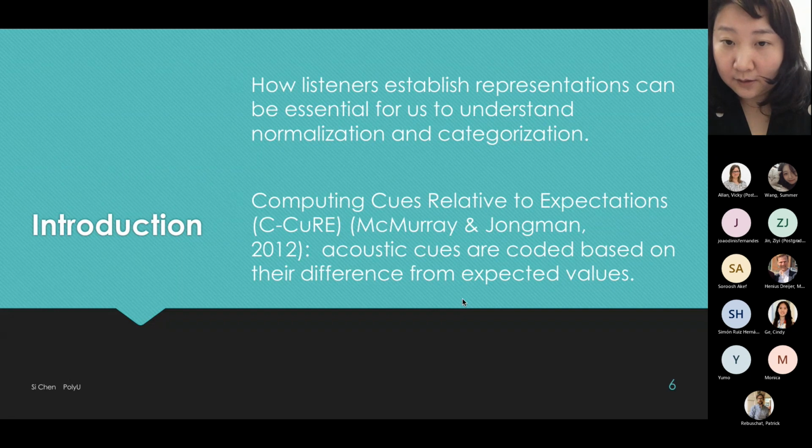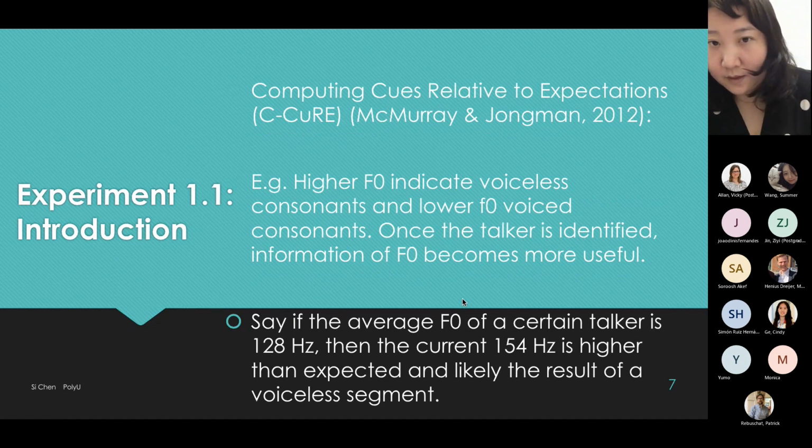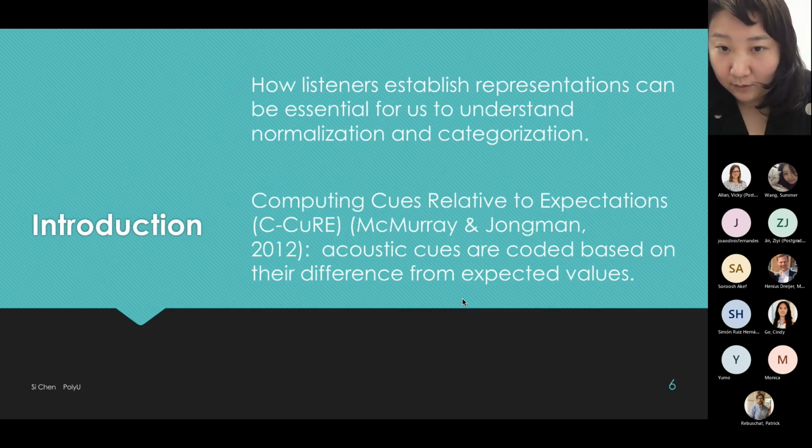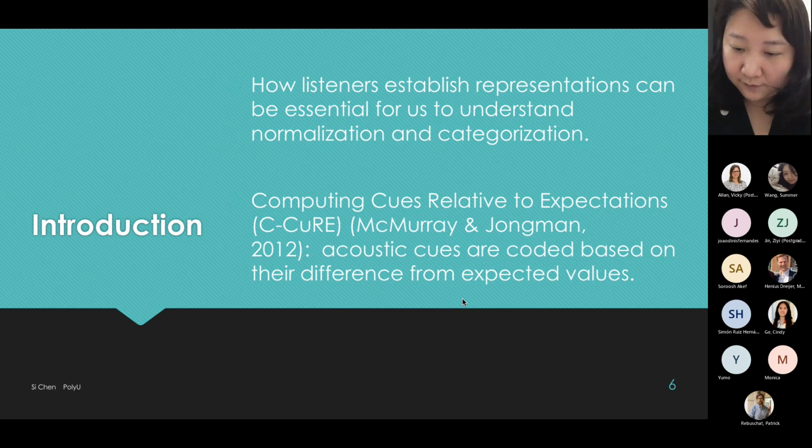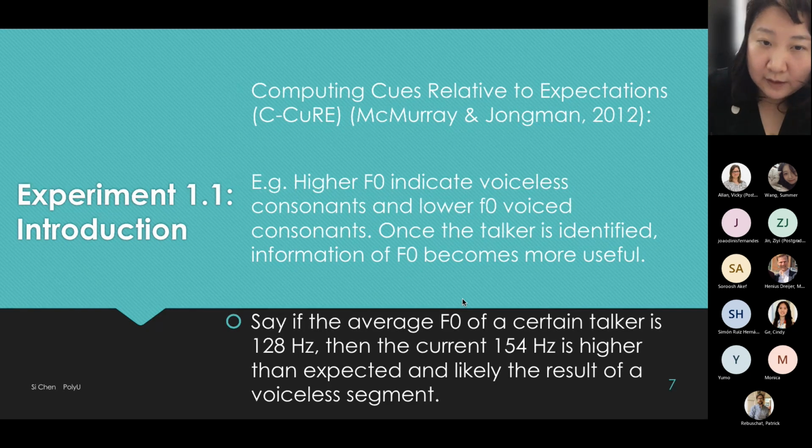So there have been some models trying to explain how we understand and normalize sounds. One of the models is called the computing cues relative to expectations model. In this model, the researchers believe that acoustic cues are coded based on their difference from the expected values. So let's take a look at an example.